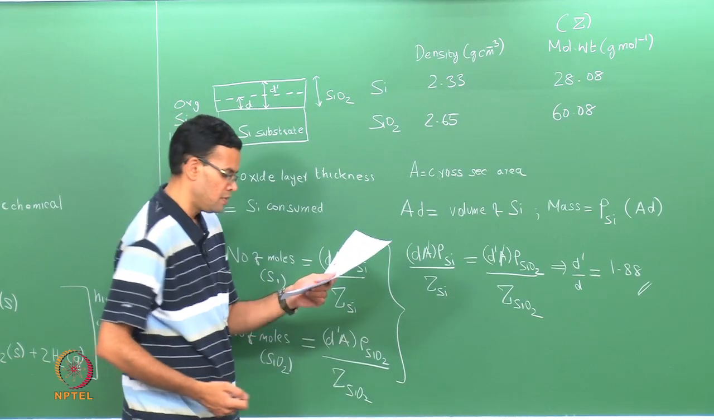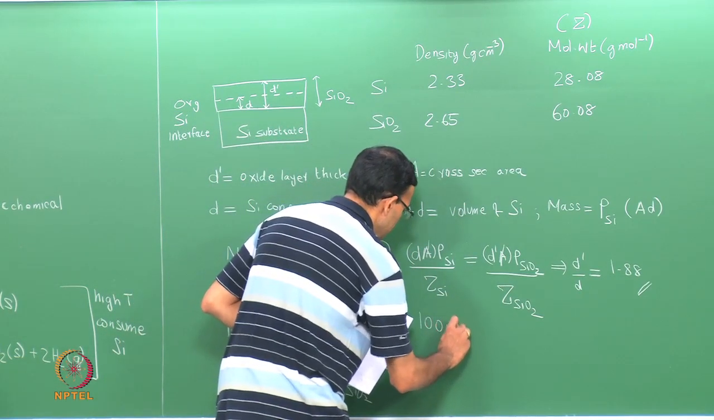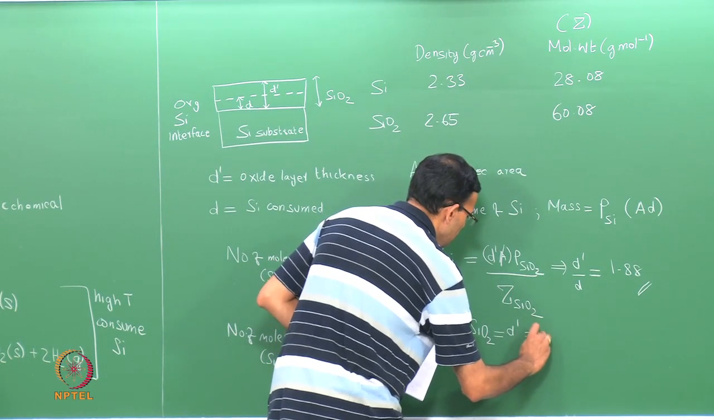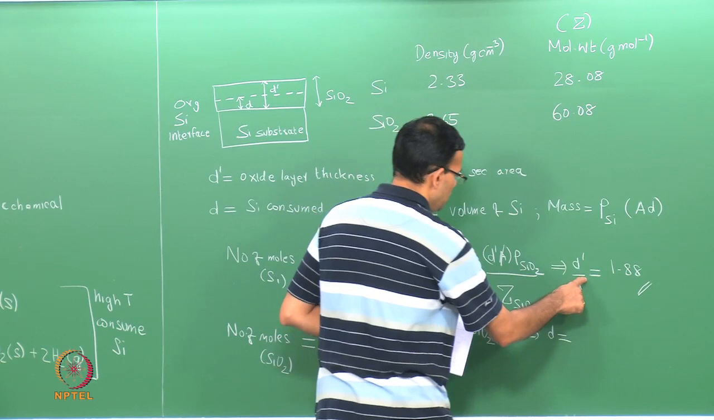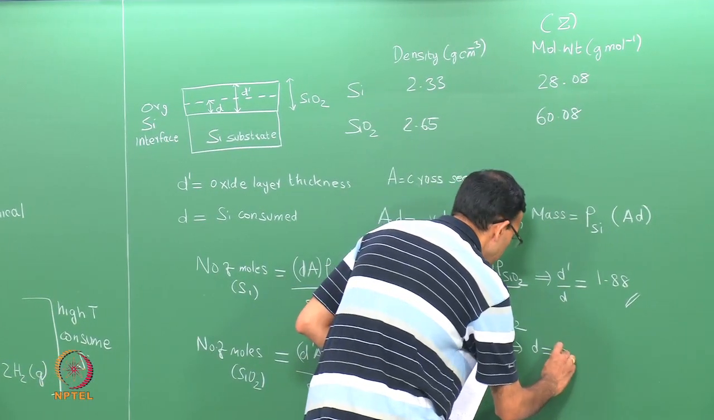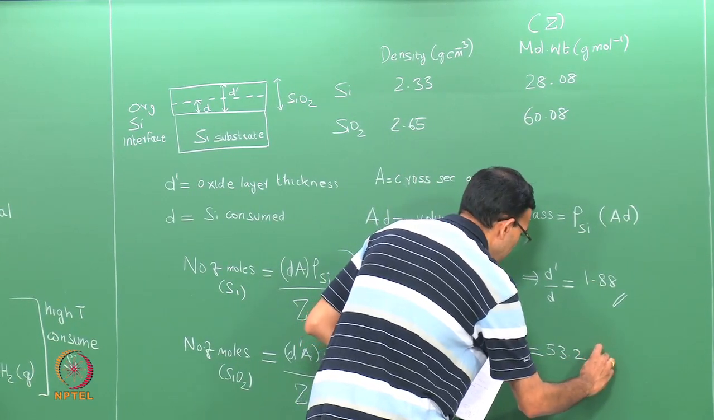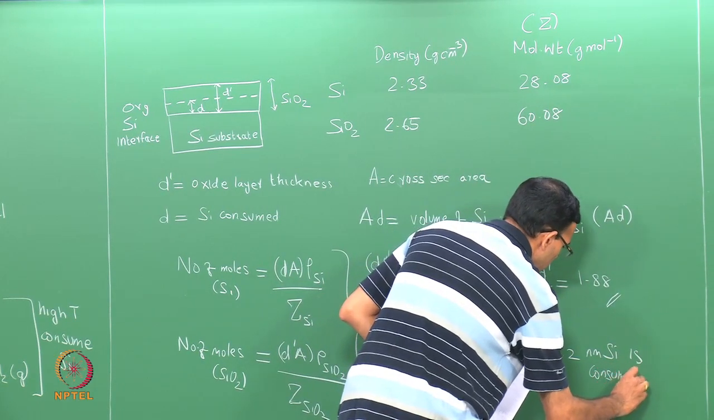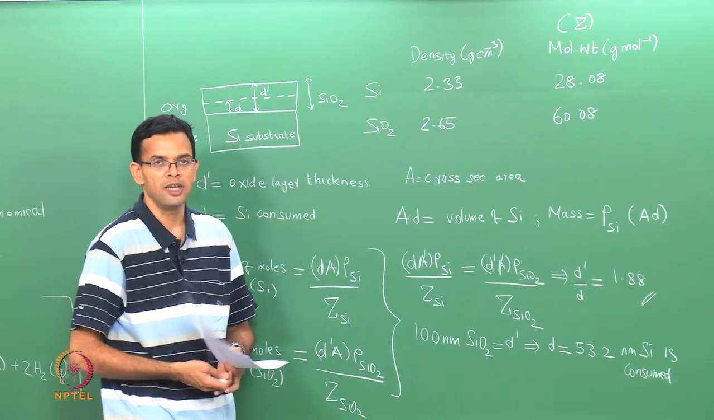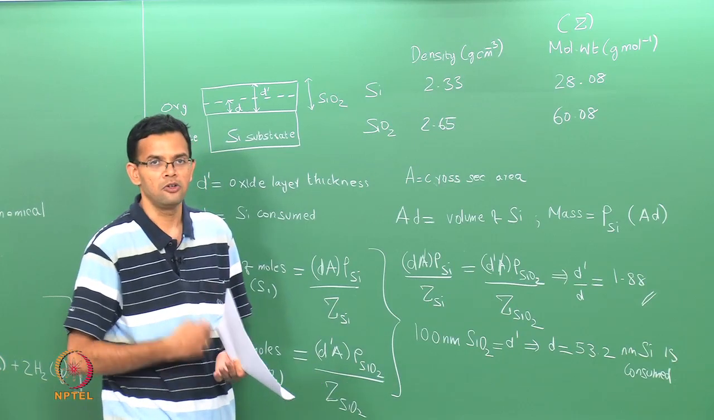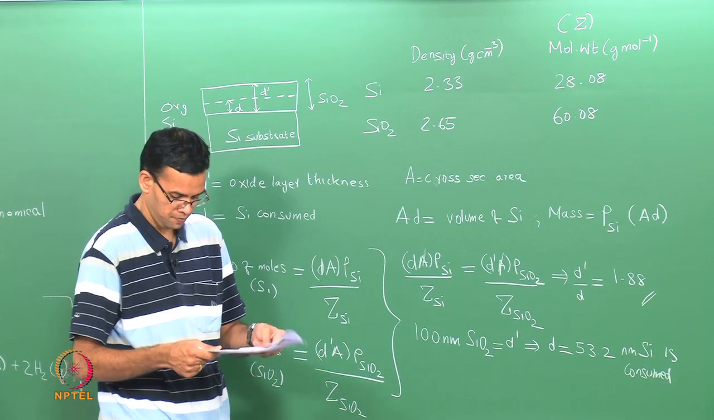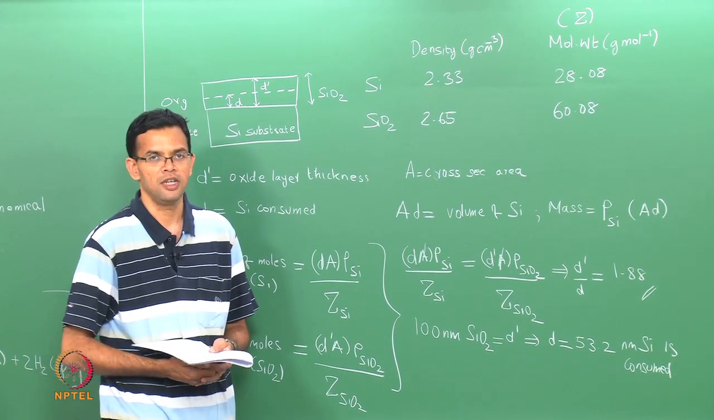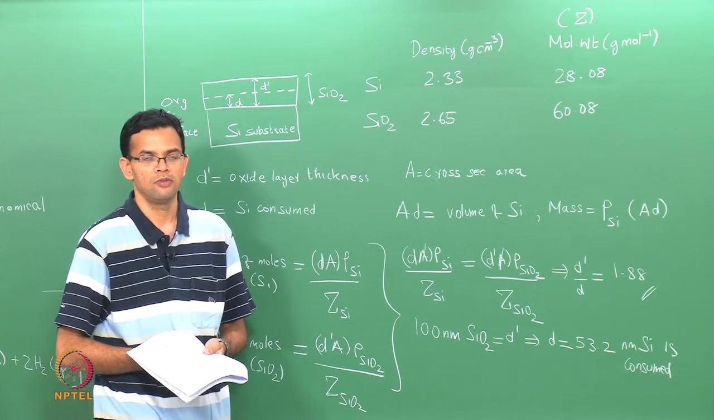So, if you take an example, let us say we want to grow 100 nanometers SiO2, that is the target thickness. So, this will be d prime, and the corresponding value of d is just d prime divided by 1.88. So, it is 53.2 nanometers of silicon is consumed. So, there is always some volume expansion when you consume silicon and you grow a layer of silicon dioxide on the surface. Silicon dioxide growth on silicon is called a thermal oxidation process. So, we can have a simple model of this thermal oxidation process.